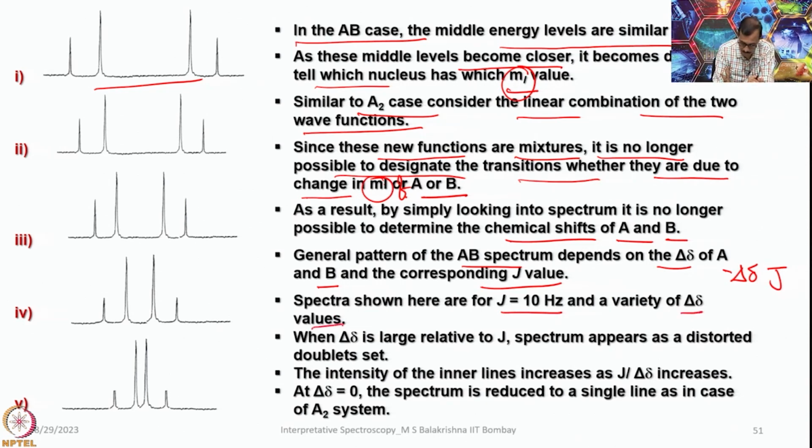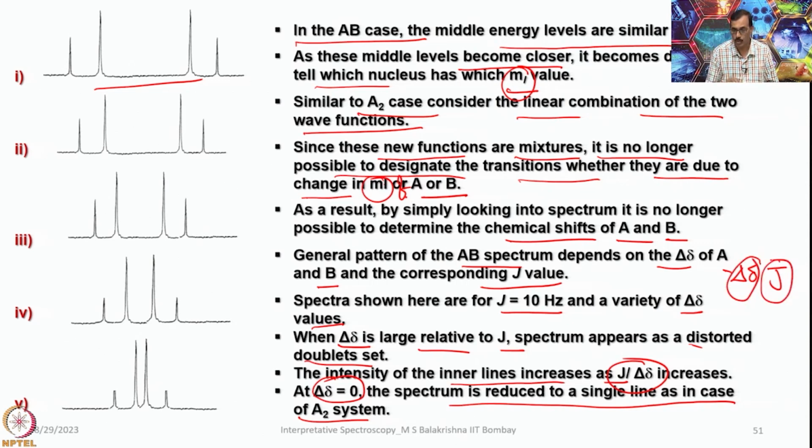In all of them, if you just look into it, the coupling constant is kept 10 and a variety of delta values are given. When delta is very large relative to J, the spectrum appears as a distorted doublet. The intensity of the inner lines increases as J by delta increases. So at delta equals 0, the spectrum is reduced to a single line as in the case of an A2 system. This is how you can correlate, and all these cases are different AB spectra depending upon the difference in delta with respect to the J value.